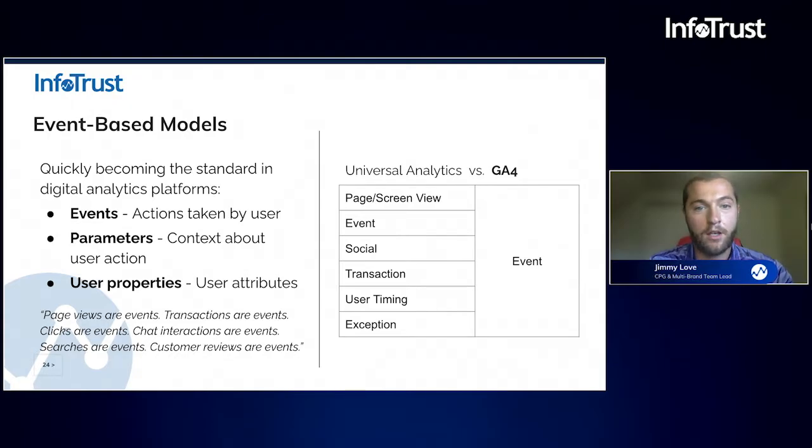So if a user is watching a video, an event will fire, because that's an on-site interaction, and those are all events. And then parameters associated with that event can tell us, for example, the name of the video being watched, or what percentage was watched, for example.